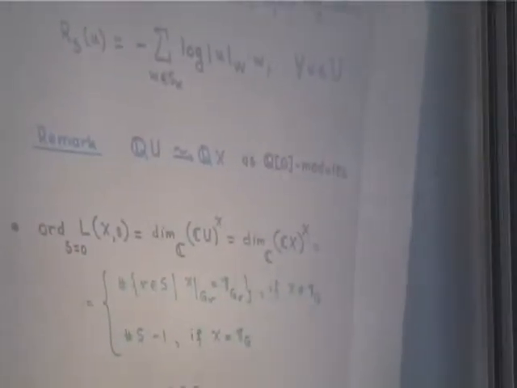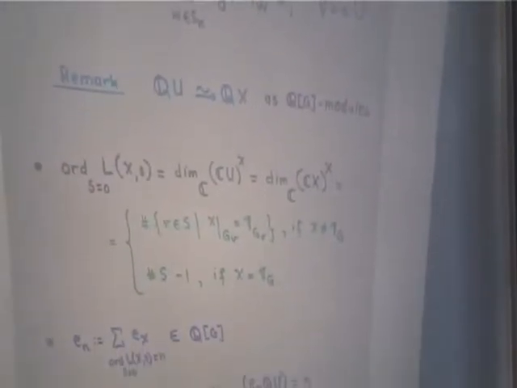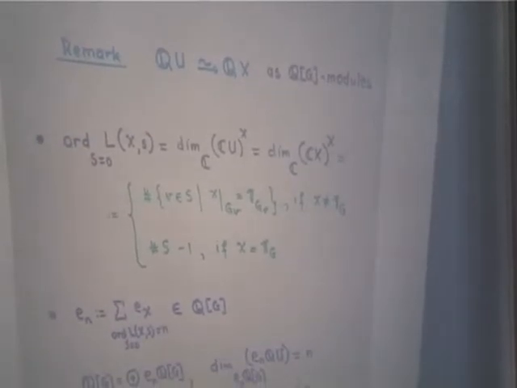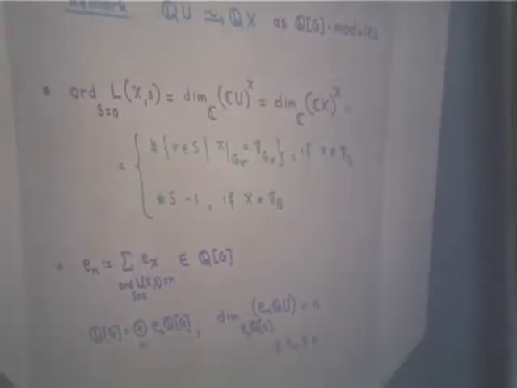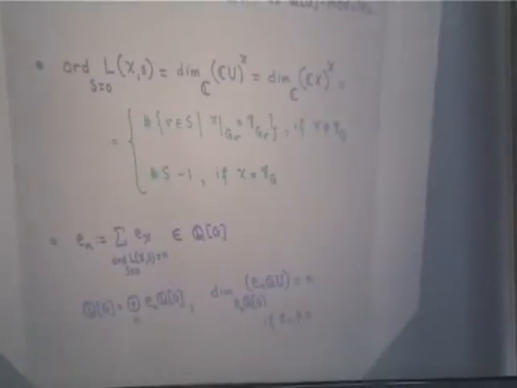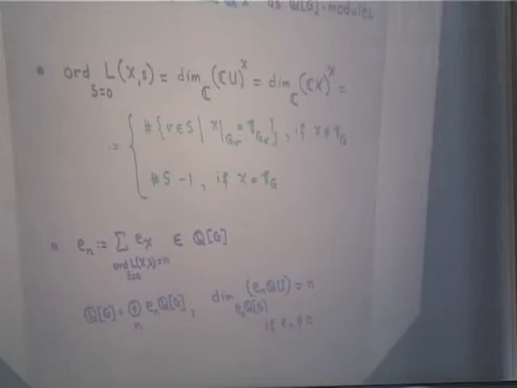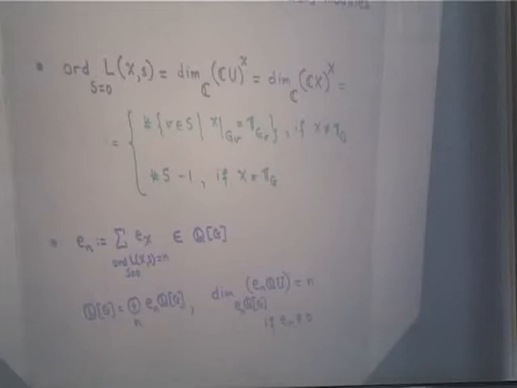So what is it? Well, it turns out that if the character is different from the identity, then this is simply the number of primes v in S such that if you restrict the character chi to their decomposition groups, then you get the trivial character. And in the situation where chi is the trivial character, then this is just the cardinality of S minus 1. So this is giving you a precise description of the order of vanishing of these L functions.